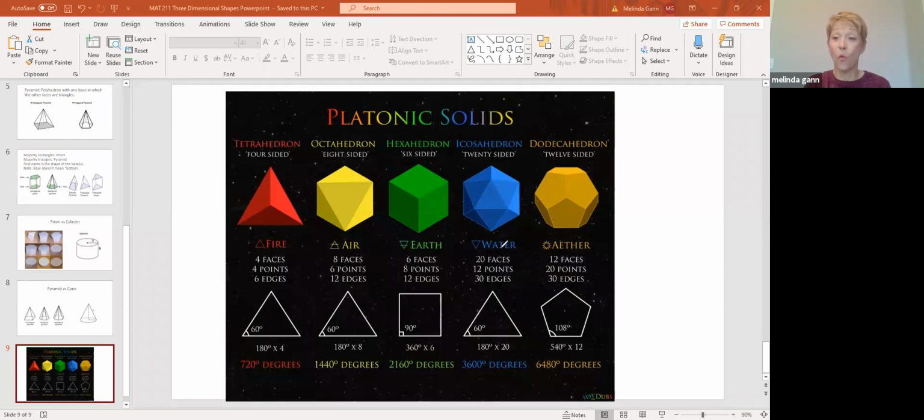Now, he thought if you took water and broke it down to its smallest piece, then basically it would have the shape of an icosahedron. So an icosahedron has 20 faces, and all of those are equilateral triangles. And then he thought if you took the whole universe, space, its smallest particle would be a dodecahedron, and those are regular pentagons. So they're pentagons where all the sides are the same length and all the angles are the same measure. All right.